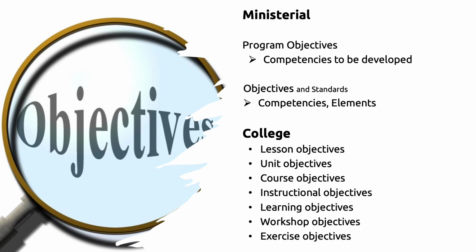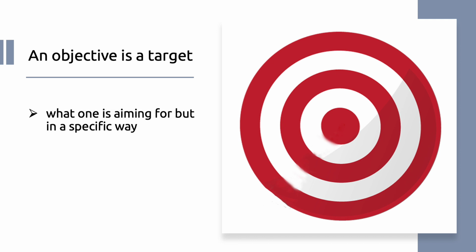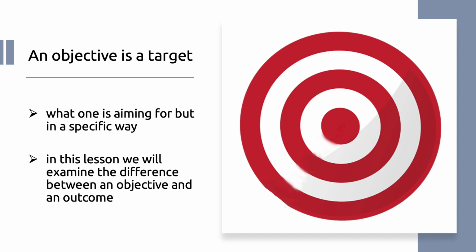I know this may sound trivial, but sometimes we confuse objectives with outcomes. Let me make the point. An objective is just a target to be met. What one is aiming for, but in a specific way. For example, a learning objective for this lesson will be: in this lesson, we will examine the difference between an objective and an outcome. It expresses the intent of this lesson.